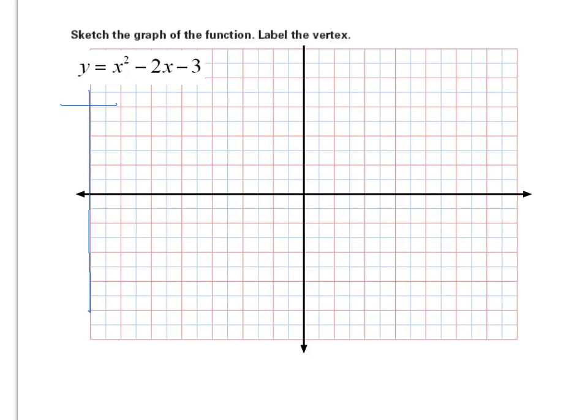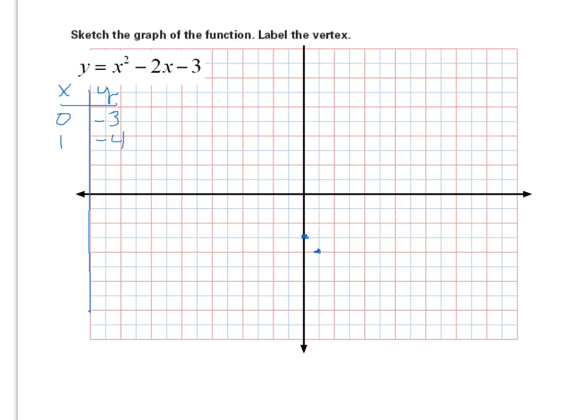Okay, here we have another one with a few more terms this time. So again, we're going to do a table of values. So let's say we let x be 0, which is the easiest number to plug in. We get negative 3. So when x is 0, y is negative 3, so we have our one point on our graph. So I'm going to plug a 1 in. So I get 1 minus 2 is negative 1, minus 3 is negative 4. So 1 gives me negative 4.